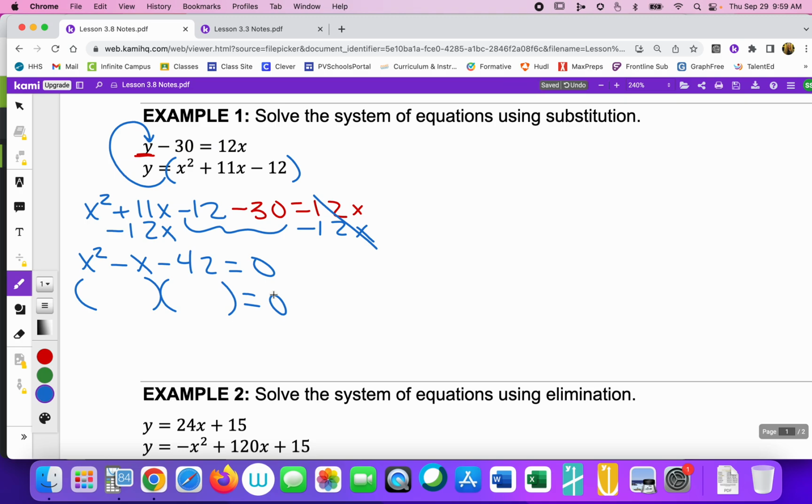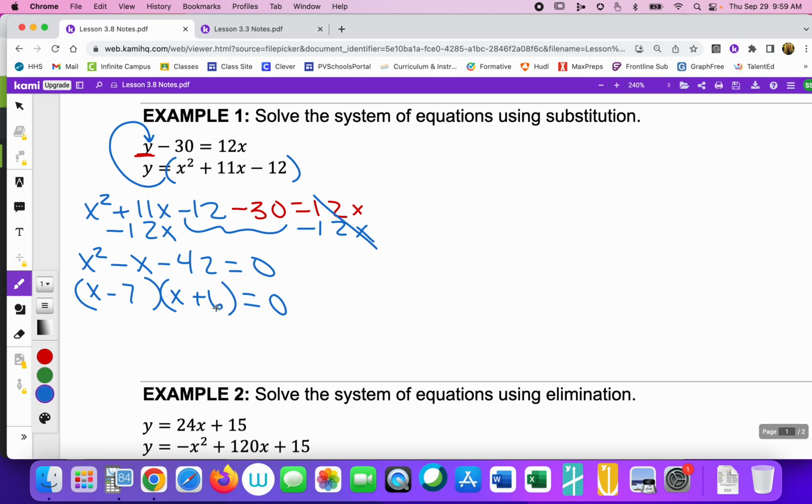What factors of negative 42 have a difference of 1? 7, negative 7 and 6. So we have an x minus 7 and we have an x plus 6. Or you use the quadratic formula. You will get the same answers either way, as long as you do it right. If you did the quadratic formula, a is 1, b is negative 1, c is negative 42. Plug it in and simplify.